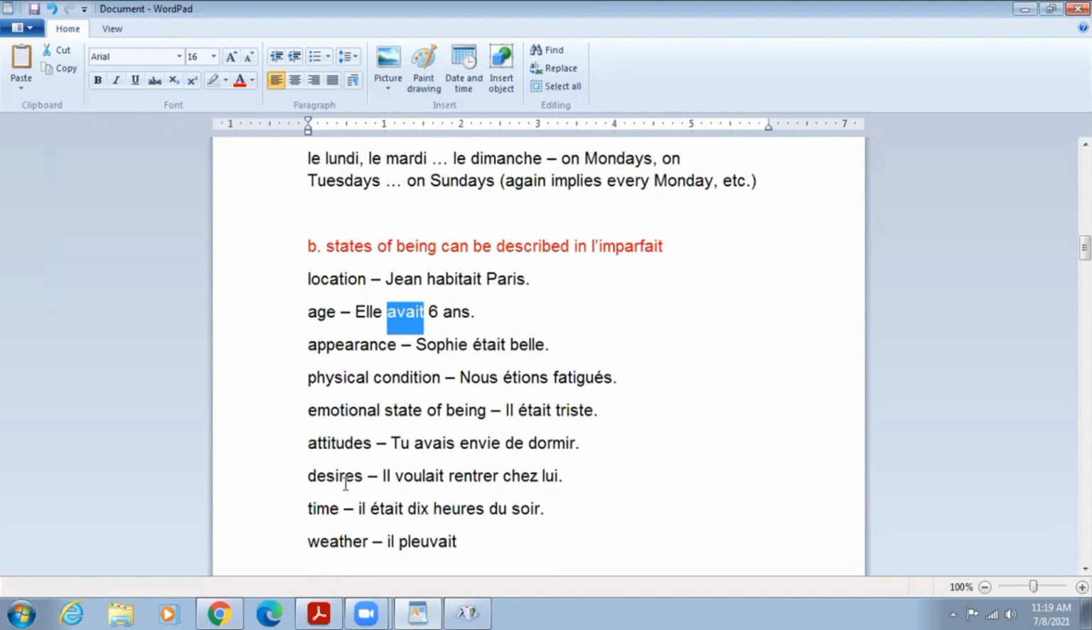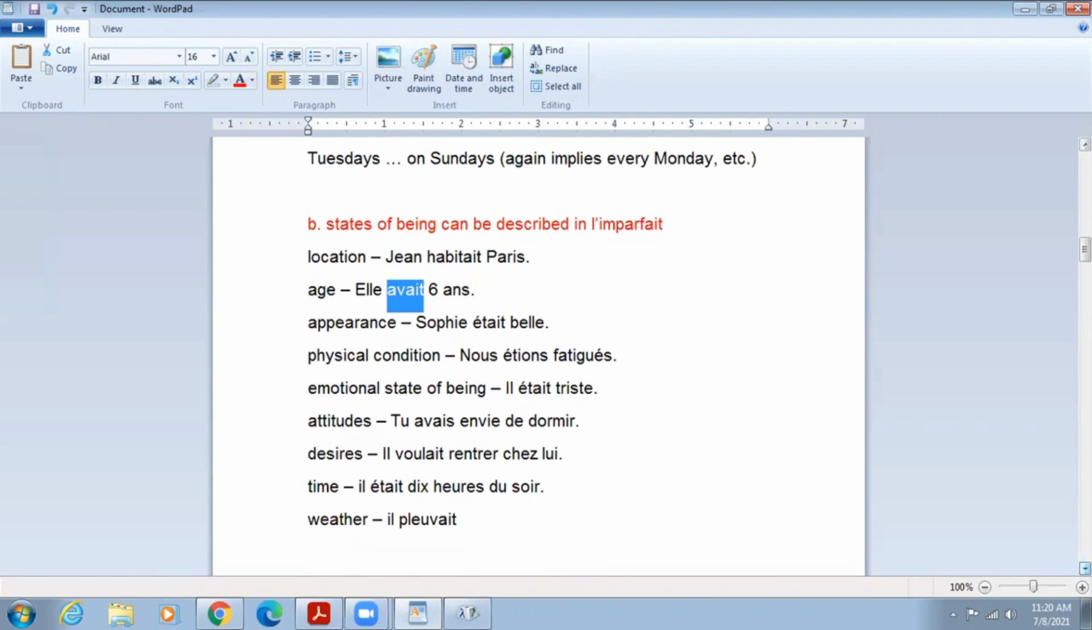Then desires. When you have past desires, like I always wanted a white dog in my house, right? So always wanted, or I used to want. In that case also we use the imperfect. Then for time, if you want to talk about past time, then you will relate it to the imperfect. And then weather.